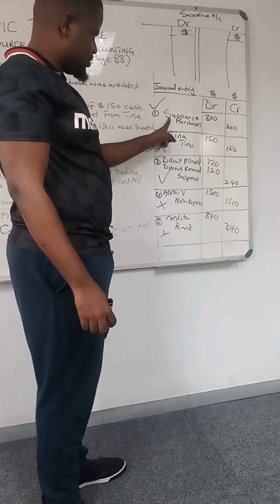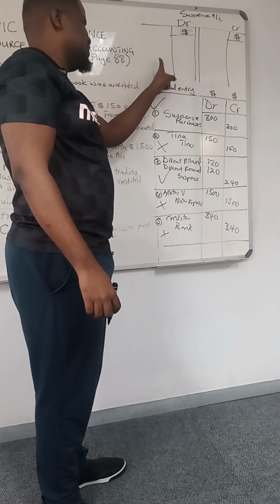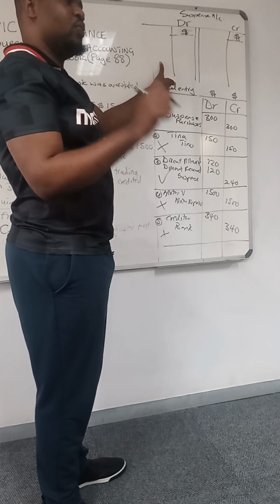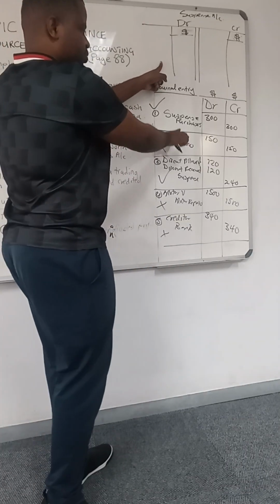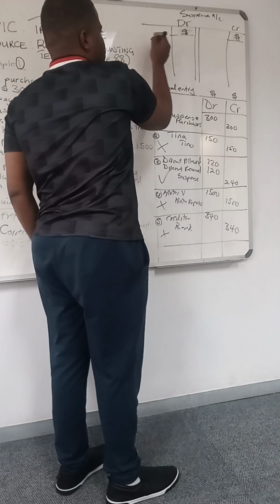As you can see, suspense is on the debit side. You also go to the debit side. But when you record the corresponding account, which is purchases, you write purchases here.